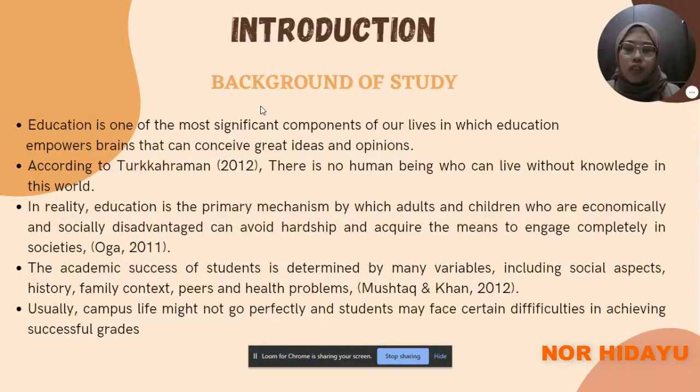The academic success of students is determined by many variables, including social aspect, history, family context, peers, and health problems. Usually, campus life might not go perfectly, and students may face certain difficulty in achieving successful grades. When students do not know how to not be influenced by all these variables, the issues can emerge. Students will not be able to adjust to all the conditions they are in. As a consequence, the aim of the research was to recognize the factors affecting students' academic performance of UiTM Seremban 3.